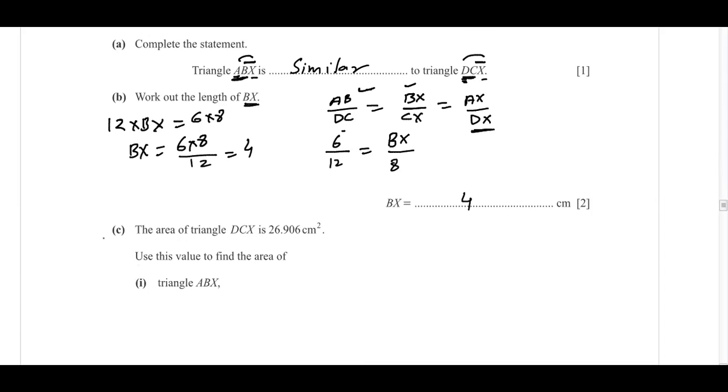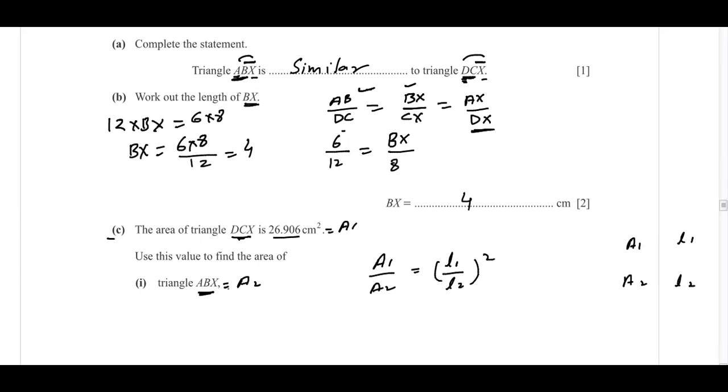Then part C is saying the area of the triangle DCX is this one. Use this value to find the area of the triangle ABX. As DCX and ABX are similar triangles, and we know if we have two similar shapes, and the area of one is A1, the area of the other is A2, and one of its sides is L1 and its corresponding side is L2, then the ratio of A1 over A2 will be L1 over L2 squared. So in this case, let's say this is A1 and this area is A2 that you have to find.